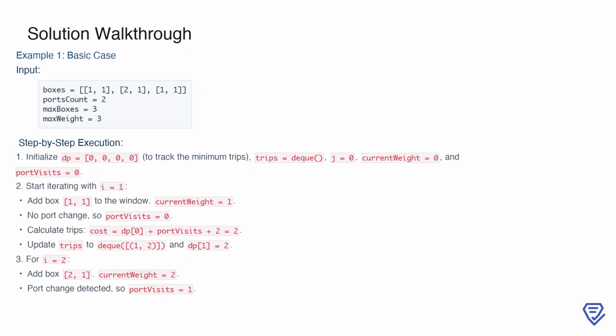Moving to i equals 2, we add the second box, 2, 1, which increases the weight to 2. This triggers a port change, so port visits becomes 1. At this stage, we calculate the cost as dp[0] plus port visits plus 2 equals 3 and update trips to (2, 3), with dp[2] equals 3.